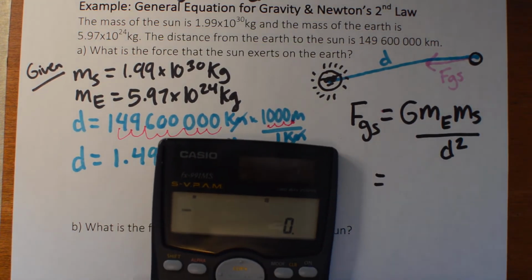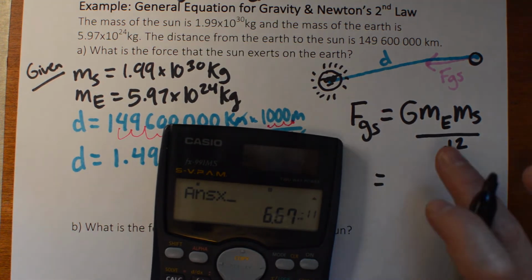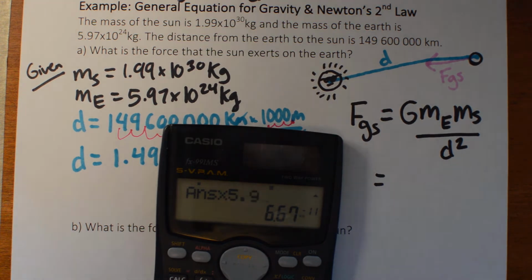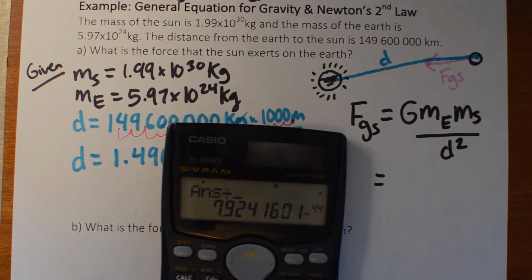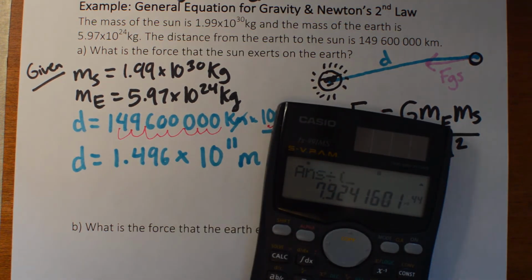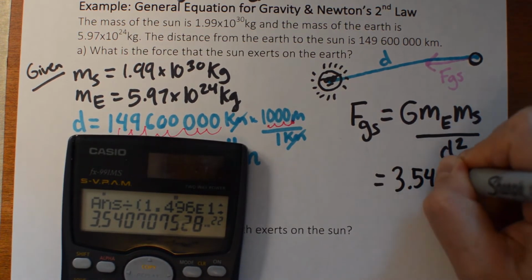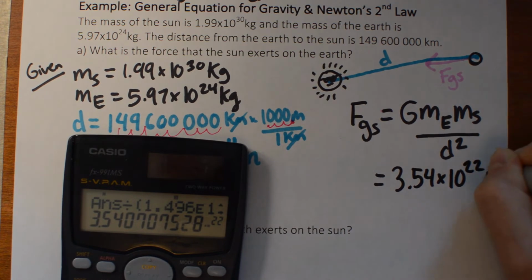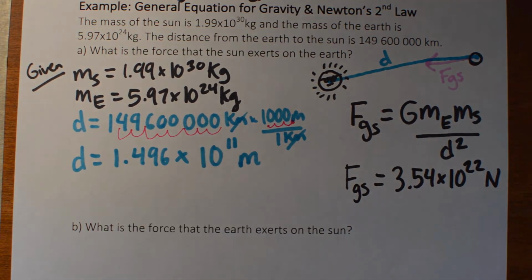All right, let's plug in all our numbers. So big G is 6.67 times 10 to the negative 11, times the mass of the Earth, 5.97 times 10 to the 24, times the mass of the Sun, 1.99 times 10 to the 30, divided by 1.496 times 10 to the 11, that's squared on the bottom. I get 3.54 times 10 to the 22 newtons. So the Sun exerts a very big force of gravity on the Earth.